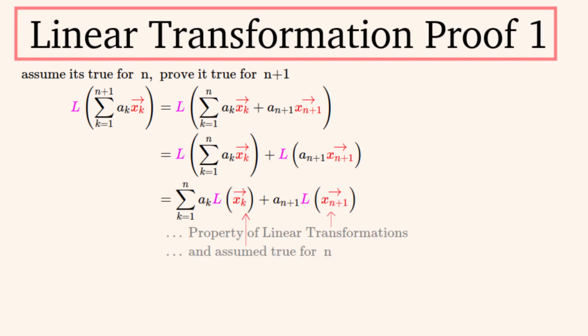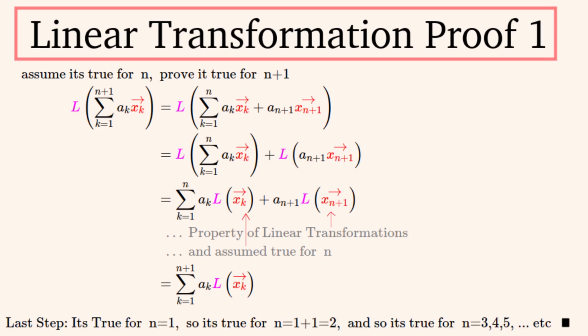Then we can manipulate each term using different properties. We can manipulate the first expression to be this because we've assumed it to be true for n. And for the second term, we can easily move the scalar outside the function because this function has this property. Then we can pack up the sum of these linear transformations into this sigma expression because it's a property of sigma notation. So we've proven it true for n plus 1 if it's true for n.